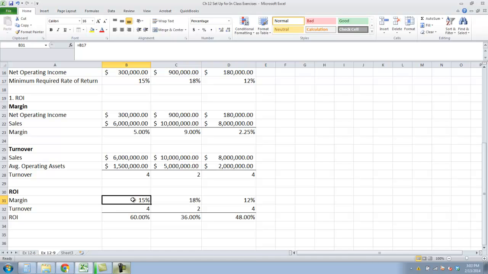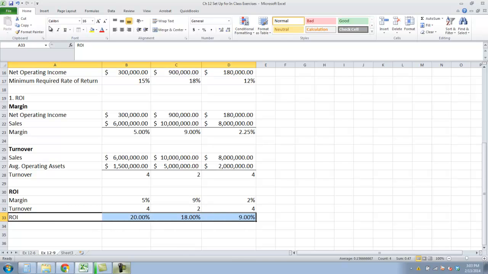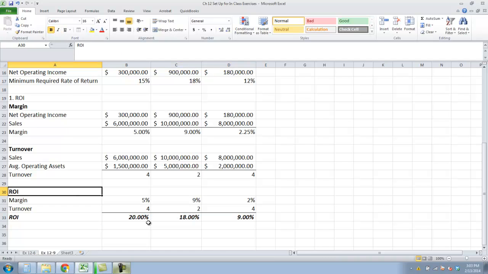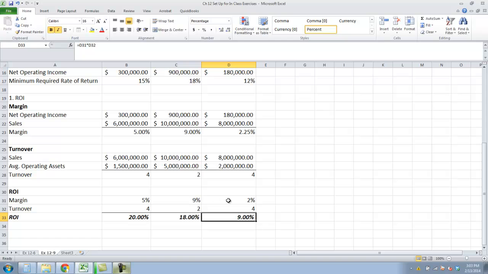Actually, I grabbed my margin from the wrong spot. I grabbed the minimum required rate of return. My margin is 5% on this one, 9% on this one, and 2.25%. I knew that ROI looked too good to be true. So this is our ROI for each division: 20, 18, and 9%.